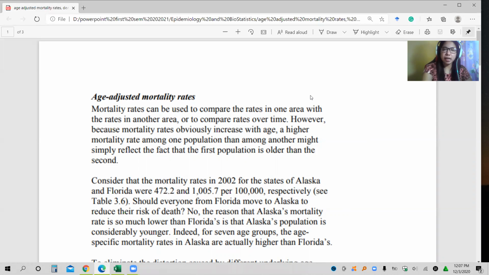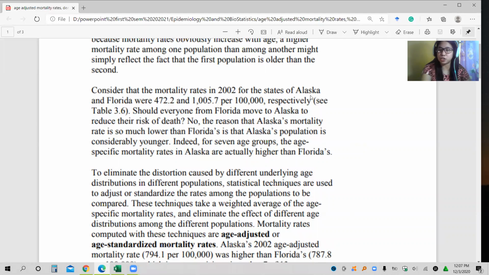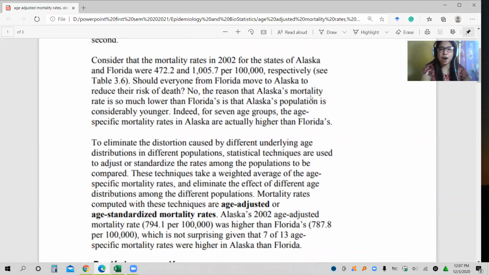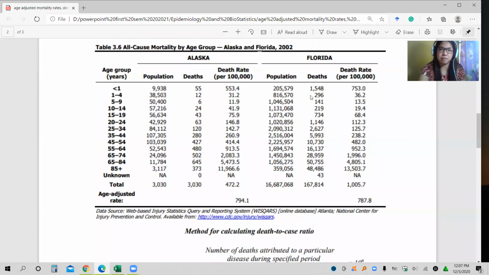So we use the age-adjusted mortality rate to eliminate the distortion caused by the different underlying age distributions. So we actually can compare two different locations. For example, if we are going to compute age-adjusted or age-standardized mortality rates and not just simply the age-specific mortality rate.